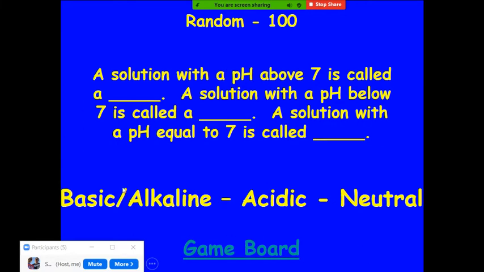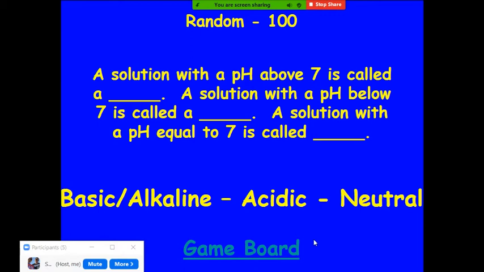Okay, pH above 7, and this is where a lot of kids get confused. They think that a higher number means it's acidic. No, no, no. 7.0001 all the way up to 14 is base, basic, alkaline. Acidic numbers are basically 0.00001 all the way to 6.9999999. Those are acidic. And then, of course, neutral is equal amounts of hydrogen and hydroxide ions.